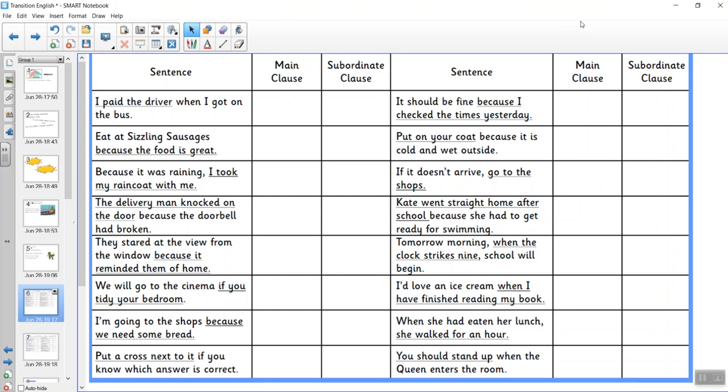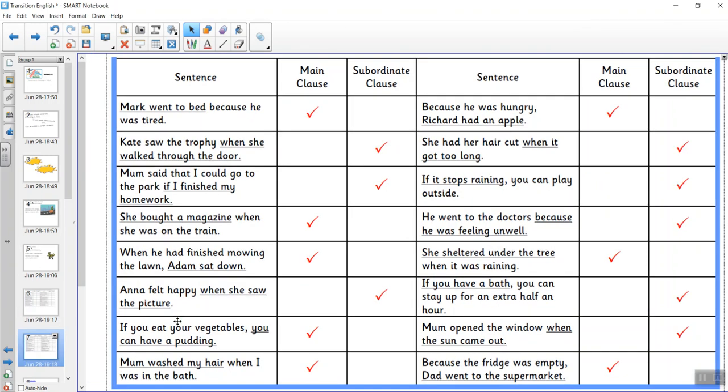You have to decide whether the part that is underlined is the main clause or the subordinate clause. So you're going to have to pause the video and have a really good think. Is it the main clause or the subordinate clause? Okay, let's have a look. There we go. How did you get on?